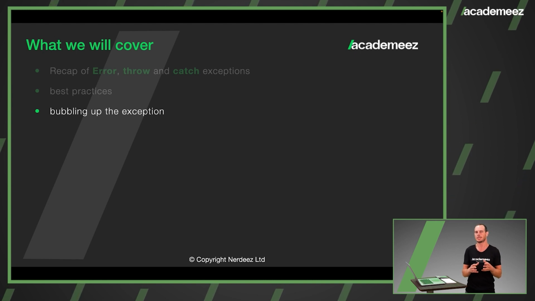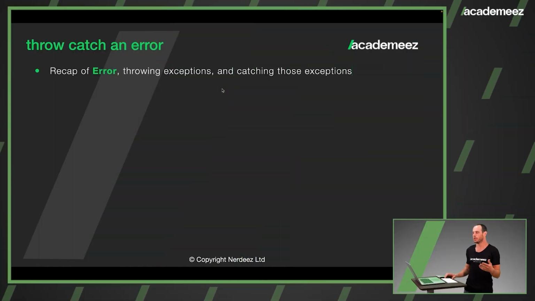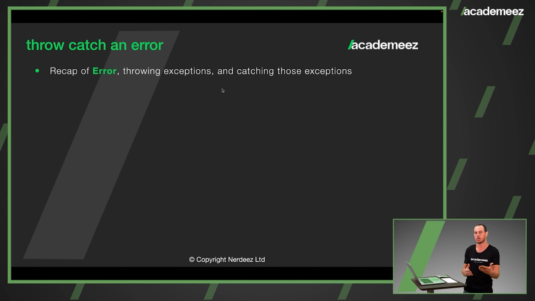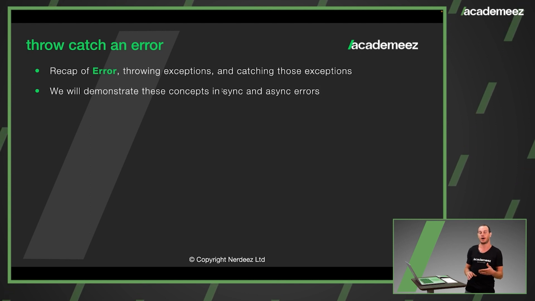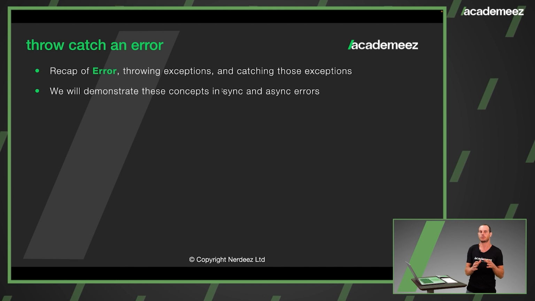So there are a lot of bad practices with exceptions, and the best way is just to cover how to deal with exceptions properly. We will start by demonstrating how to throw and catch an error. So we'll do a sort of recap of how you create an error class that describes your error, how you throw an exception, and how you catch those exceptions, either by try and catch or other means. And we need to demonstrate this recap of exceptions in synchronous errors as well as asynchronous errors. So we need to demonstrate how it works when you write synchronous code and how it works when you write asynchronous code, like promises, EventEmitter, error first callback.